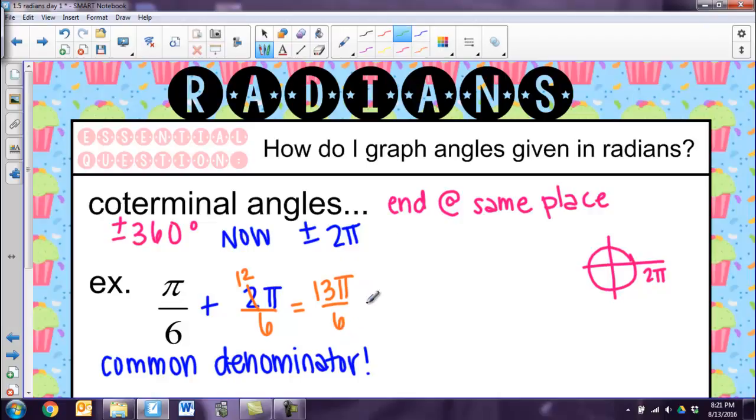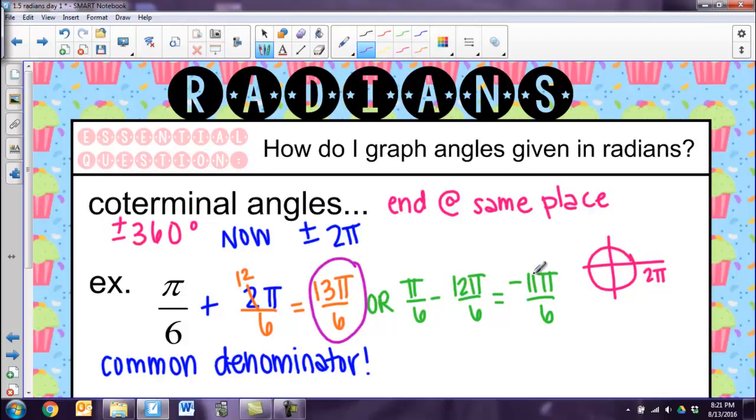Okay, or we could go the other way, and I could take pi over 6 and subtract 2 pi, which we just said was 12 pi over 6. And I would see that another coterminal angle would be negative 11 pi over 6. And remember, a negative angle just means that I'm going clockwise instead of counterclockwise. So these are 2 coterminal angles to pi over 6, and I could just continue adding or subtracting 2 pi in order to find more coterminal angles.